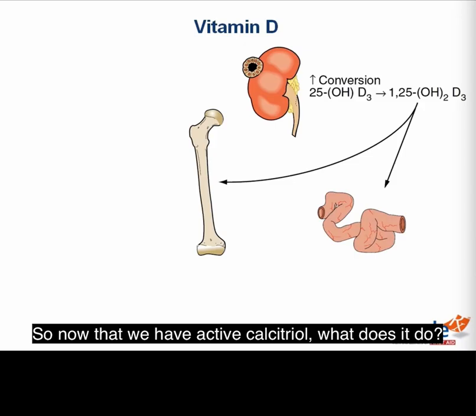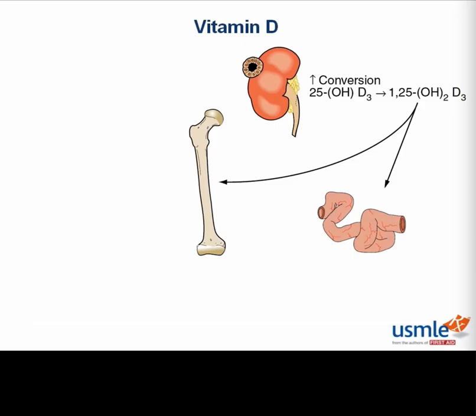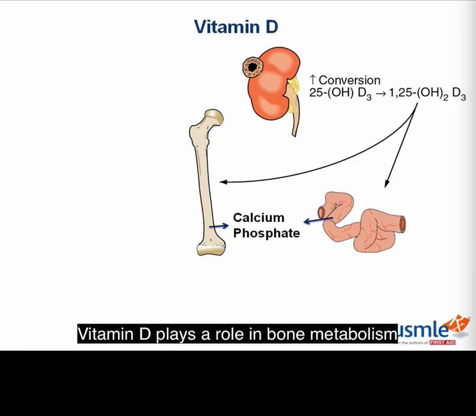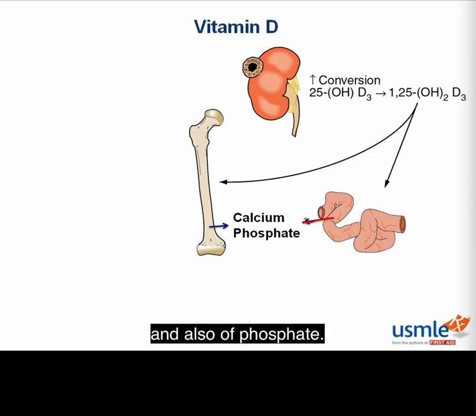So now that we have active calcitriol, what does it do? Vitamin D plays a role in bone metabolism by regulating calcium homeostasis. It maintains plasma calcium levels by increasing intestinal absorption of calcium and also of phosphate. It also reduces calcium excretion from the distal tubules in the kidney and can cause bone resorption to mobilize mineralized calcium. This will be discussed in more depth in the endocrine section.